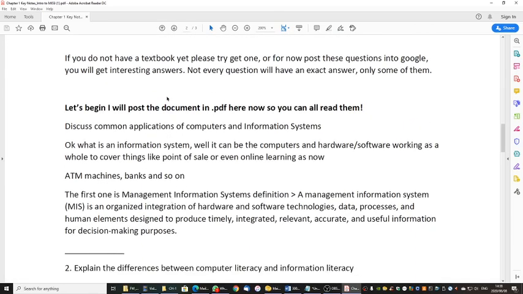If you do not have a textbook, please try to get one. It will assist you greatly.